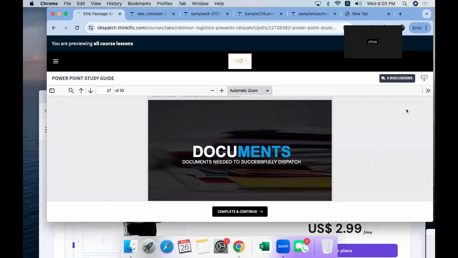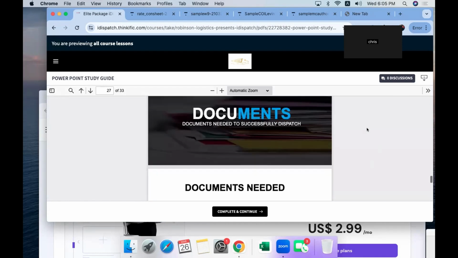All right. So today what I'm going to be going over is dispatch. I mean, not dispatch, documents. What do you need to successfully dispatch a semi truck? I know that's the main thing everyone wants to know: what documents do I need? But not only do you need those documents, you need to know what they are there for.